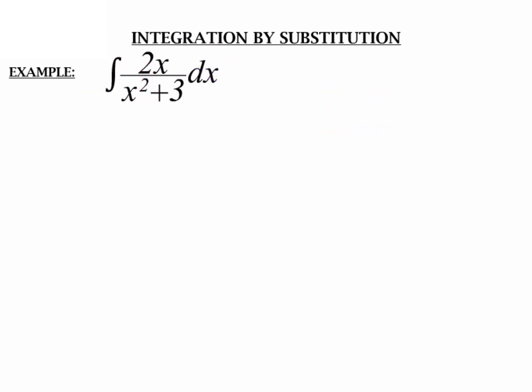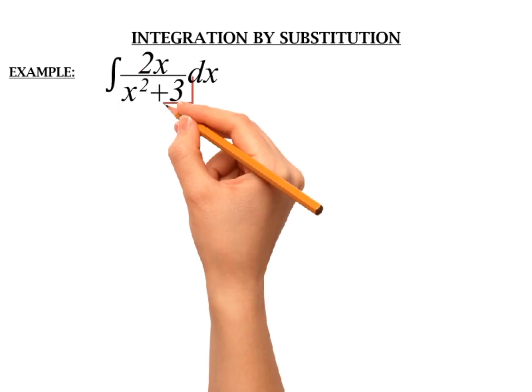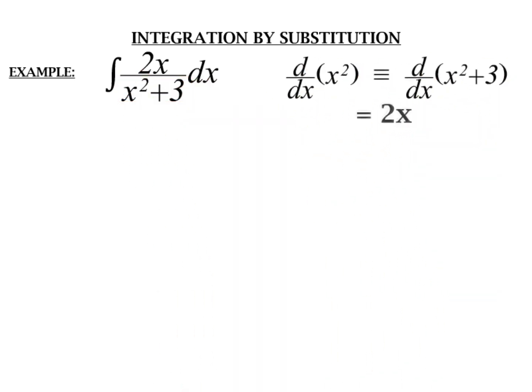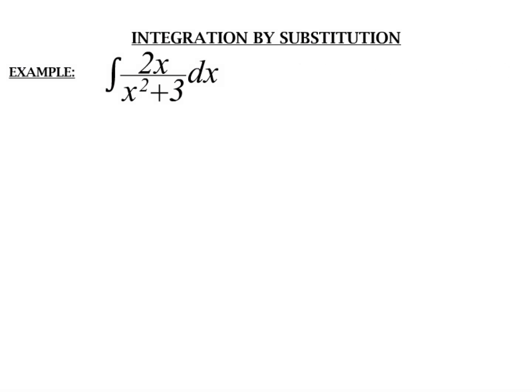But notice that the derivative of x squared is equal to the derivative of x squared plus 3. This shows that if we pick just x squared, it will lead to a prolonged discussion, although you can use it. Now we see that x squared plus 3 is the best substitute.